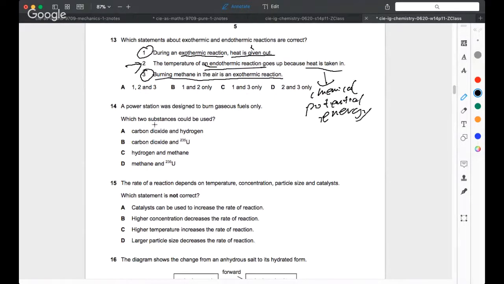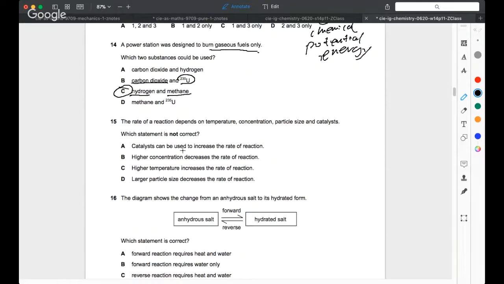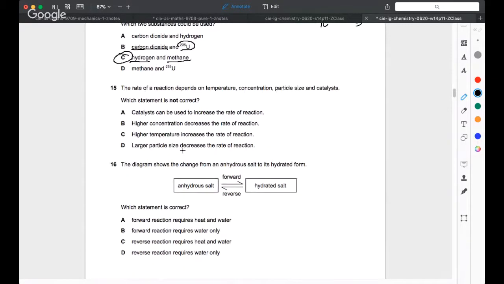So we are looking for a substance that can be used as fuels. The right answer would be C, because carbon dioxide and uranium don't burn in oxygen. Hydrogen and methane will. So the right answer is C.